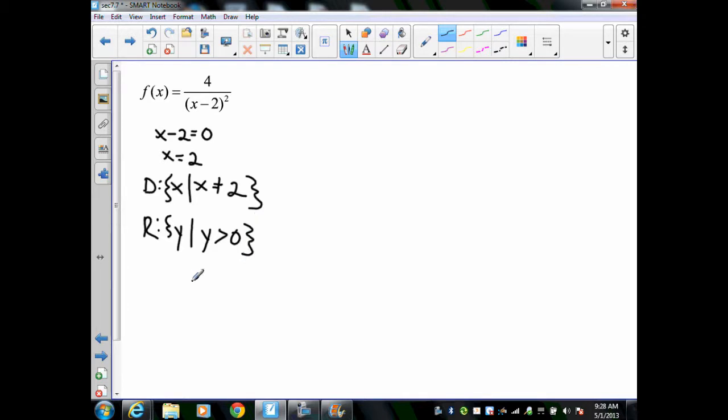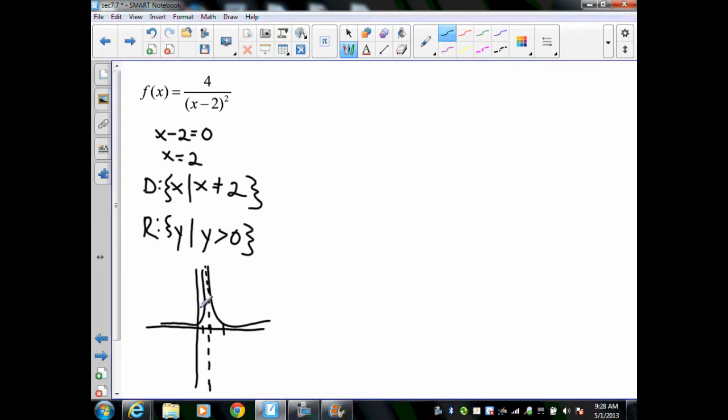So therefore, this function is going to look something like this. At 2, I'll have an asymptote. In other words, my graph's not allowed to hit there. And then it will look something like this. That's the graph of this function. You can verify that using your calculator.